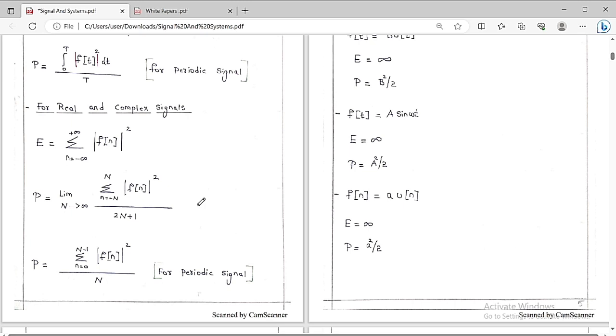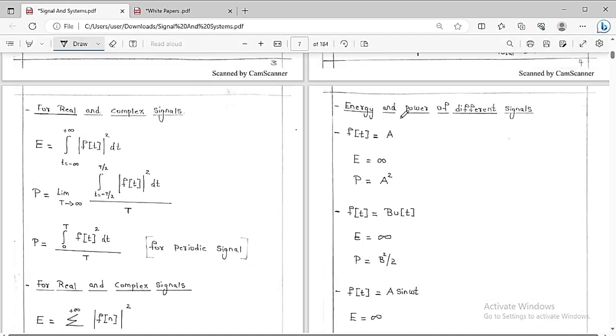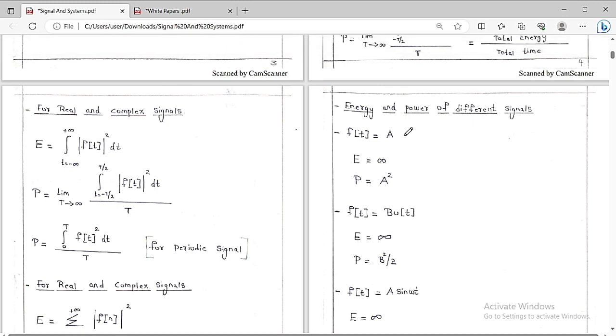If you remember these formulas, you can solve the energy and the power for any signals in an easy amount of time. Now we are going to discuss some more concepts, which are the energy and the power of different signals. Basically I am now going to discuss different types of signals, and for those signals, I will tell you the corresponding energy as well as the corresponding power.